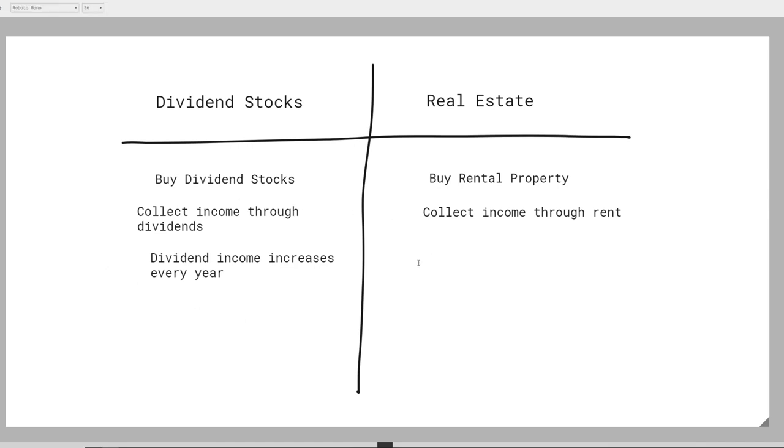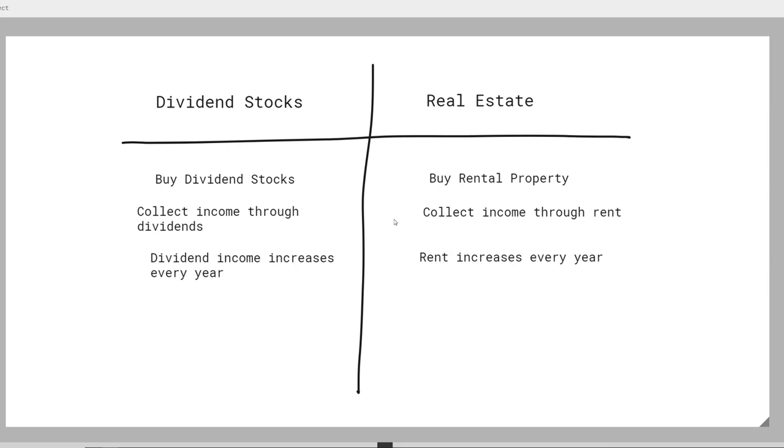Now, if I look at real estate here, if you own a lot of different rental properties, year over year, your rent income should be increasing because as time goes on, rent gets more expensive. I'm sure people that are renting right now are fully aware that they pay more in rent now than they did 5 years ago.